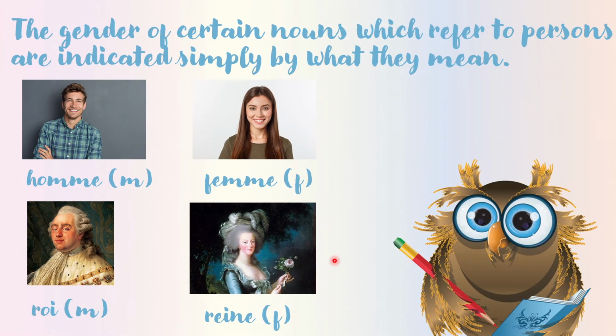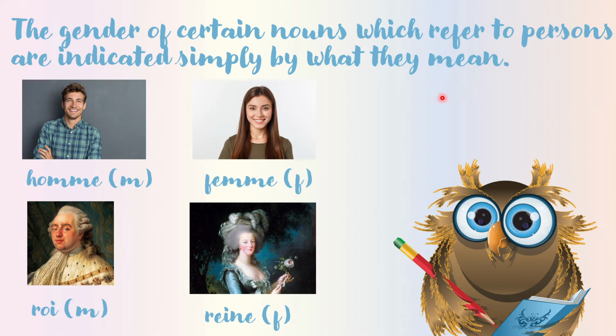Now, here are the rules. We'll go through them one by one, the rules of gender of nouns, how you identify the masculines from the feminines. So the first rule is the gender of certain nouns which refer to persons are indicated simply by what they mean. This is similar to the English, like we said, brother and sister. Brother is masculine, sister is feminine. Aunt and uncle. Aunt is feminine, uncle is masculine.